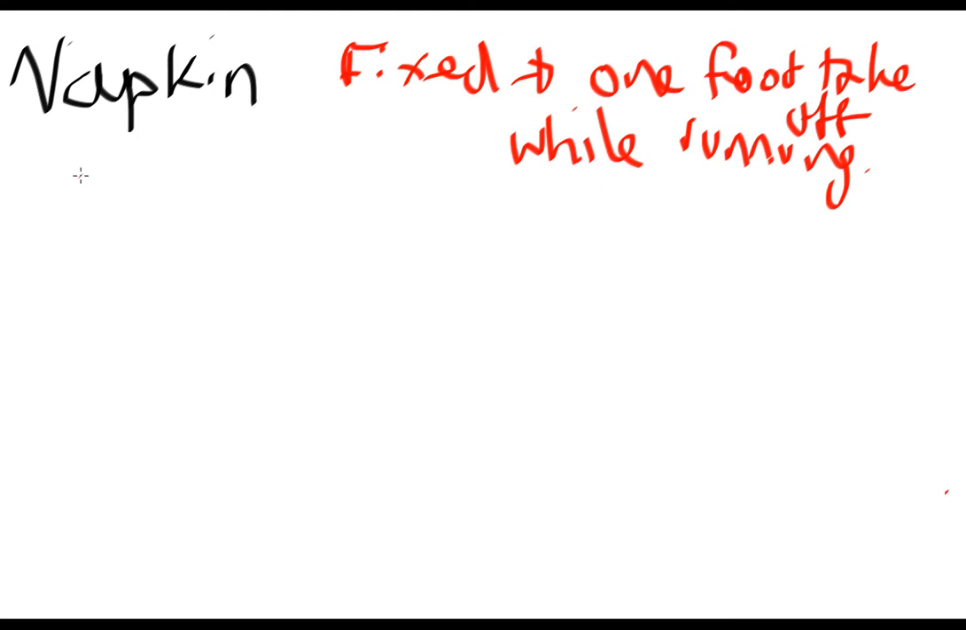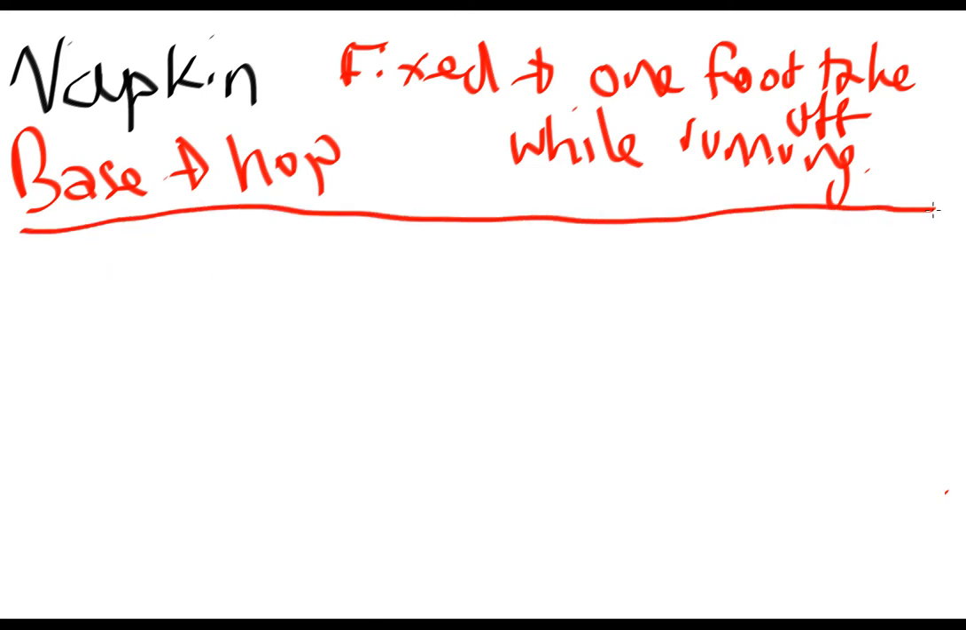So we're going to start, and our base exercise is going to be a hop. It's going to be one leg to one leg, and it's fixed one foot to one foot while running. So we know that the base exercise is a hop, and the fixed motion is one foot takeoff while running. Now we're going to say, well, what can we change? What can we hit with a 3D mallet and not affect things?